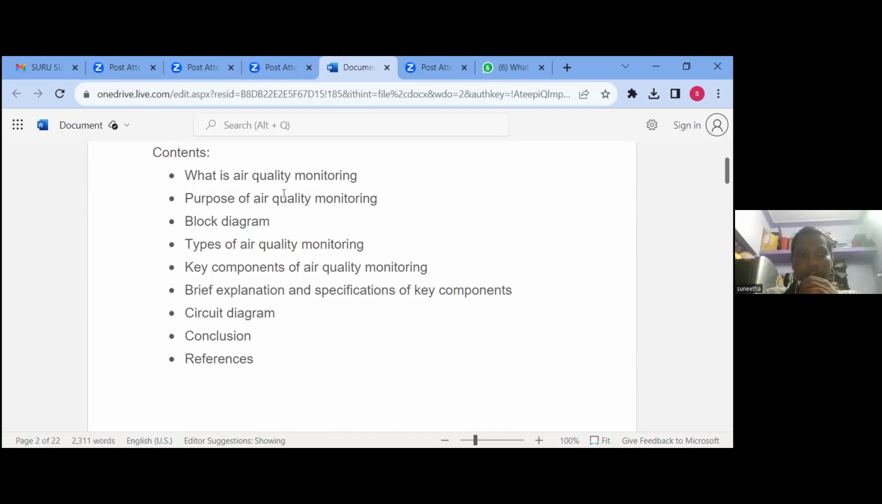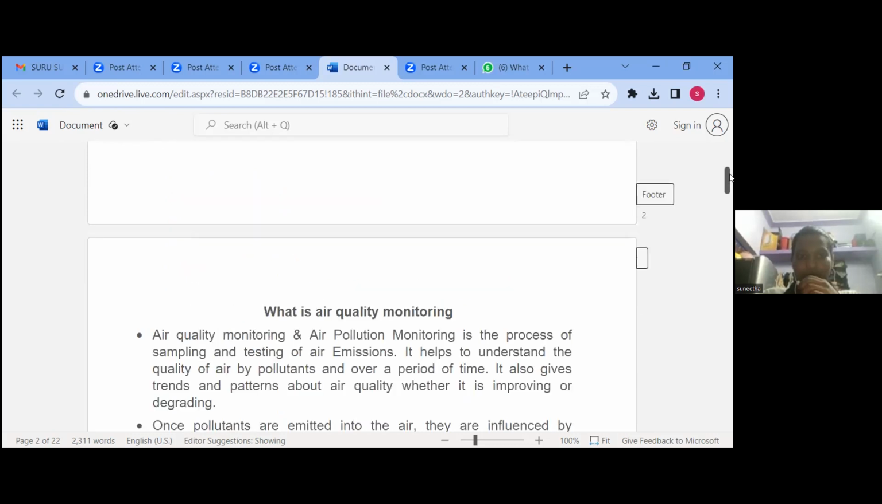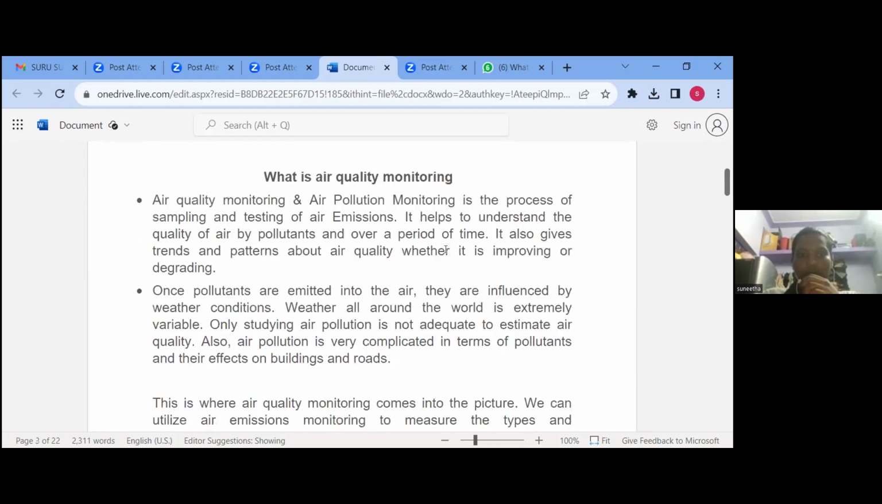These are the contents. What is air quality monitoring? Purpose of air quality monitoring, block diagram, types of air quality monitoring, key components of air quality monitoring, brief explanation and specifications of key components, circuit diagram, conclusion and references. What is air quality monitoring? Air quality monitoring, or air pollution monitoring, is the process of sampling and testing of air emissions.